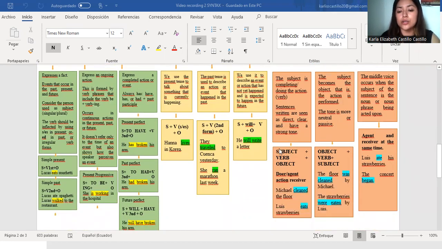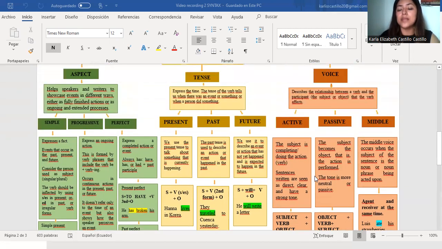And here I include the grammatical rules. For example, subject plus verb and object. In the same form, doer, agent, action, receiver. Michael cleans the floor and Luis eats strawberries. Michael and Luis are the doer or agent, and cleans and eats are the action, and the floor and strawberries are the receiver.